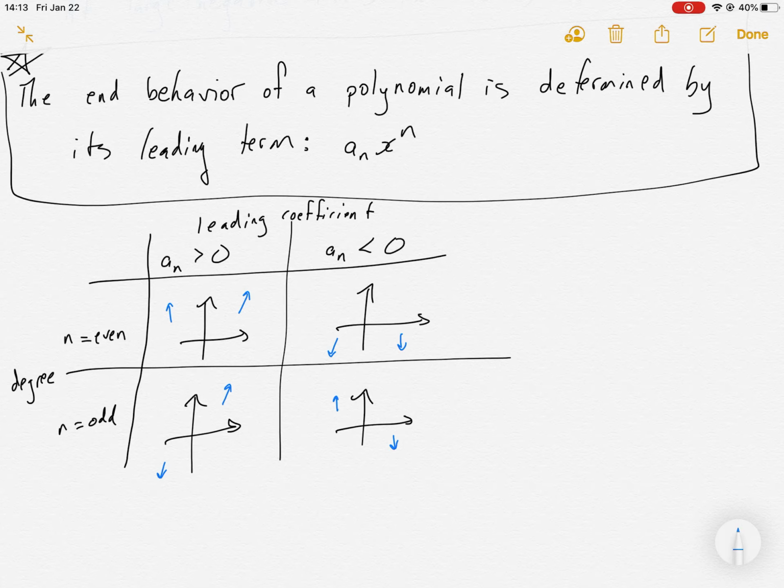Now, this is just a visual. Obviously, this is not how you should answer the question because you still have to use the correct notation: as x goes to infinity, y goes to whatever. But this is just a really good visual moving forward. This is something you probably want to have in your notes to refer to.